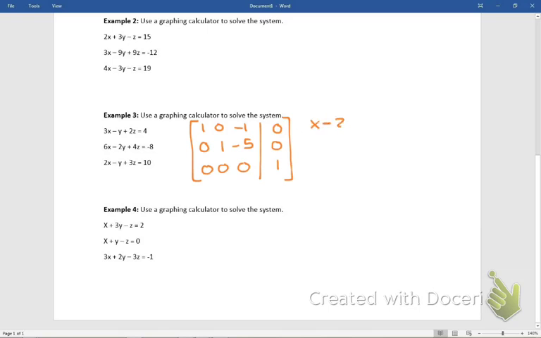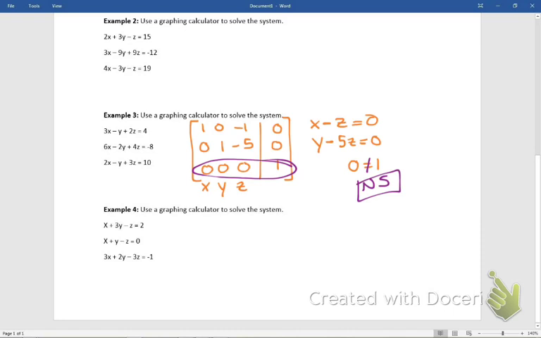X minus z equals 0. That's that first line. They're telling us that y minus 5z equals 0. And don't forget, this is x, y, and z. And then they're telling us that 0 equals 1. Okay. Well, does 0 actually equal 1? No. It does not equal 1. So because of this row down here not being true, so that's false, therefore this is no solution. And that's it. You don't have to do anything else.